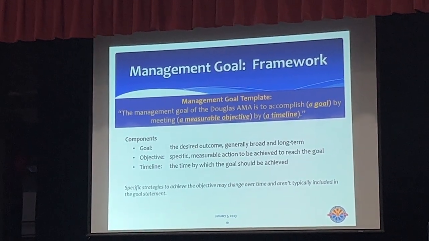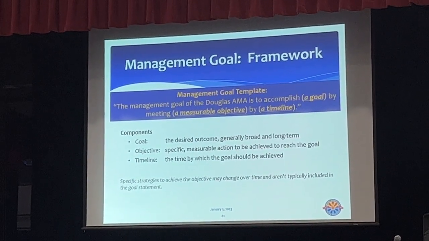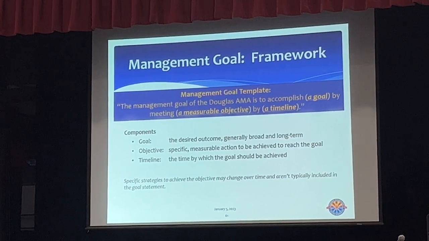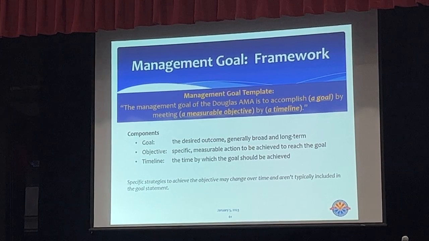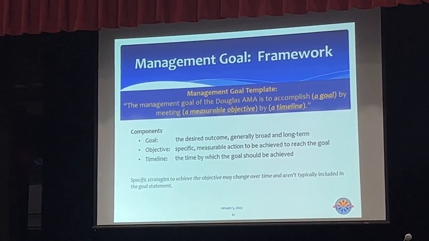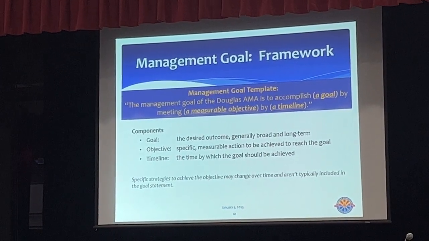And really what we've seen is that a lot of the other goals follow this type of similar format, and this seems to be a really functional thing for goals. This is certainly not mandatory, but we thought this might be something that's helpful as we consider how to establish this goal.